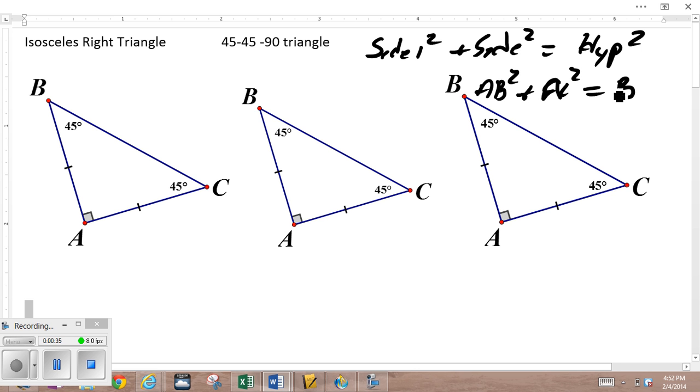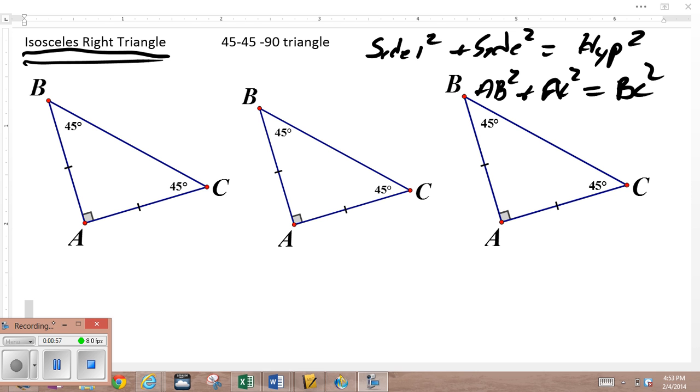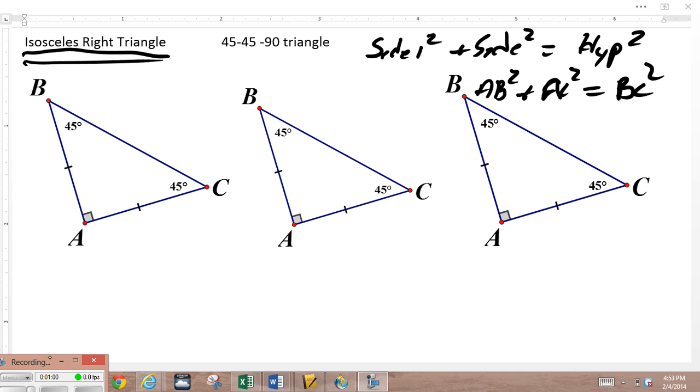Okay, so isosceles right triangles are what we're going to refer to as one of the two special right triangles, because it's going to make it a little easier for us when we go to implement the Pythagorean theorem. Let's go by means of an example and look at a few. Let's just say we start off with this triangle.